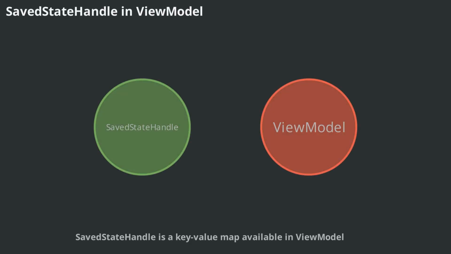SavedStateHandle is a key-value map available in ViewModel for storing data that should survive process death. While ViewModel retains data across configuration changes, it loses state if the app process is killed. SavedStateHandle leverages Android's saved state feature, allowing critical UI state to be preserved and restored automatically. This is especially useful for retaining user input, scroll positions, or other data expected to persist across app restarts.